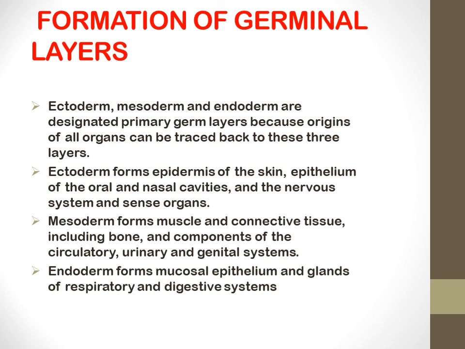Mesoderm forms the muscles and the connective tissue. The connective tissue also includes the hard connective tissue, known as bone, and the components of the circulatory system, urinary system and reproductive systems. The endoderm forms the mucosal epithelium and glands, sometimes called the glandular epithelium. It also forms the respiratory system and the digestive system. The hollow tubular organs of the digestive system are also part of it.